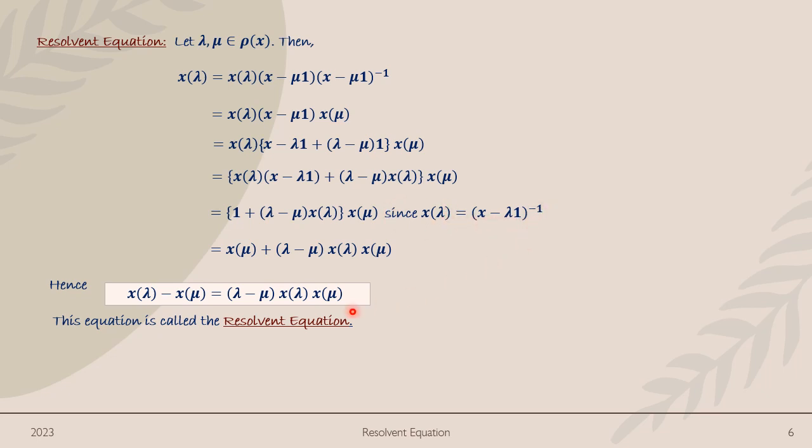So that is equal to x of mu plus (lambda minus mu) into x of lambda into x of mu. So finally we have proved that x of lambda equals x of mu plus (lambda minus mu) into x of lambda into x of mu. Taking this to the left hand side, x of lambda minus x of mu equals (lambda minus mu) into x of lambda into x of mu. This equation is usually called the resolvent equation.